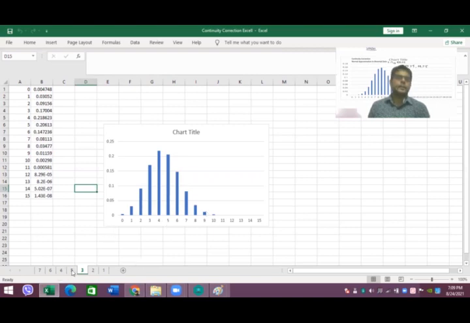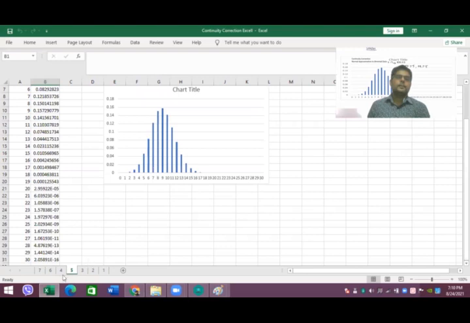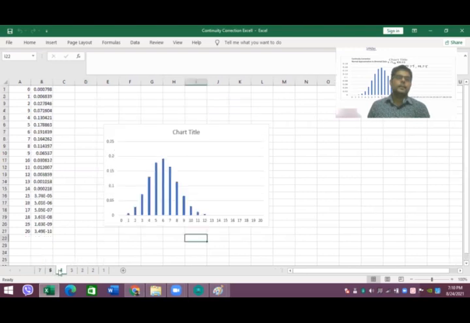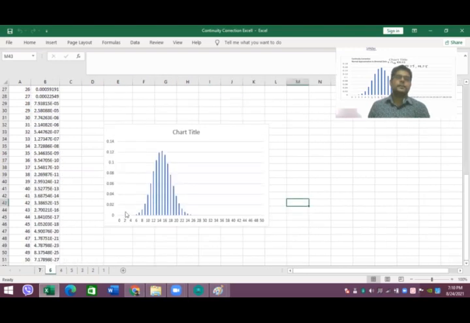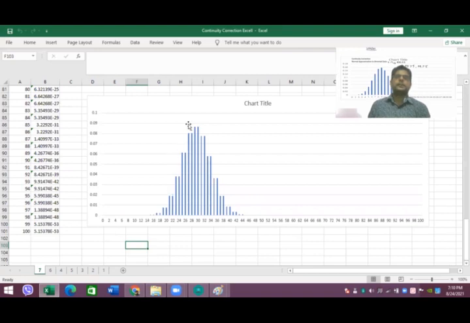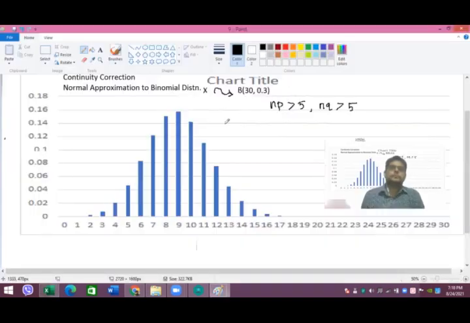So if you further increase it, and for 100 it's almost the normal distribution curve, although this is not the graph for the normal distribution. As for large values of n, we have also found that both n times p and n times q are bigger than 5. In that case, it is appropriate to use the normal distribution in place of the binomial distribution.